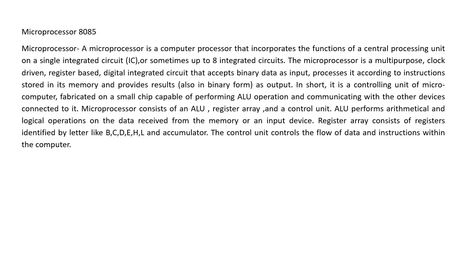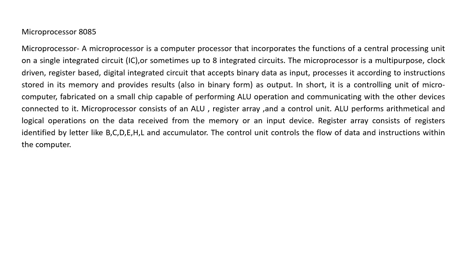So what is the microprocessor? A microprocessor is a computer processor that incorporates the function of a central processing unit on a single integrated circuit, or sometimes up to 8 integrated circuits. So it is just a computer processor, and it is a multi-purpose clock driven register based digital integrated circuit that accepts binary data as input, processes it according to instructions stored in its memory, and provides results also in the binary form.